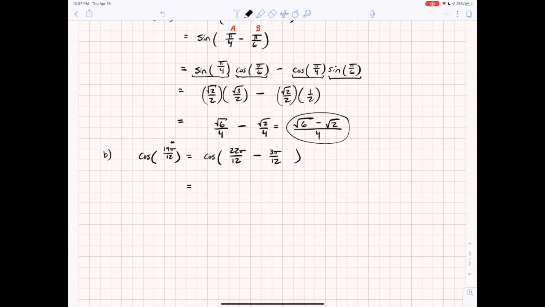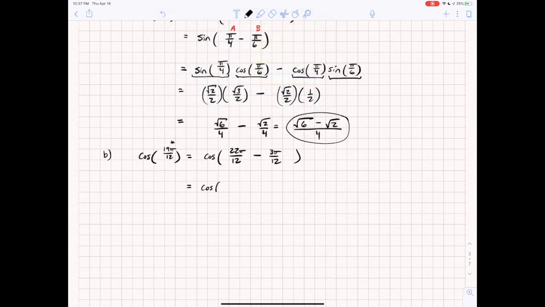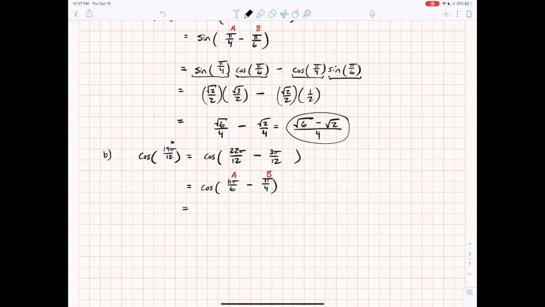All right, so I'm going to follow the formula. Actually, hold on, let me simplify this just to prove it. So 22 pi over 12 is 11 pi over 6, so that's on the circle, so that's nice. And then 3 pi over 12 is pi over 4. And we've seen that one a couple times now. All right, so now I'm going to use the formula where this is my A, this is my B. And so now I'm just going to follow the identity.